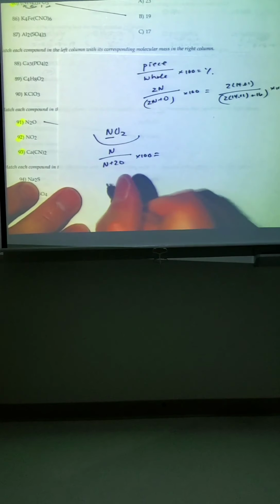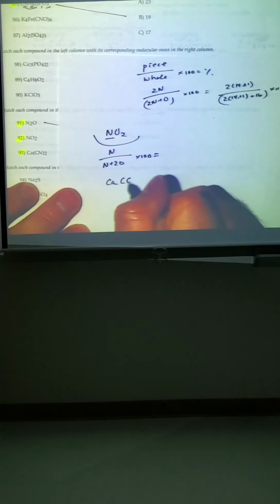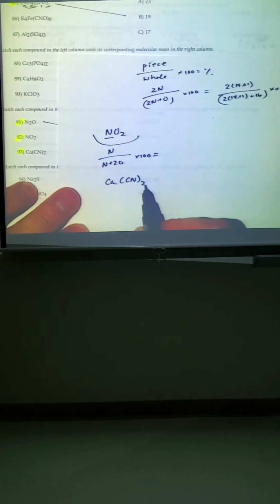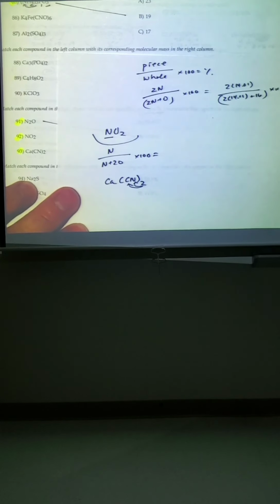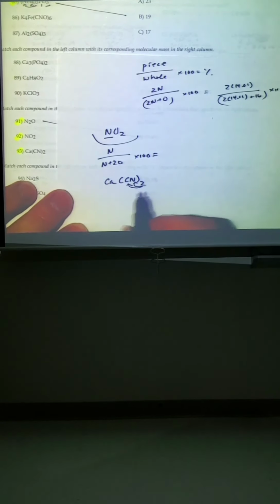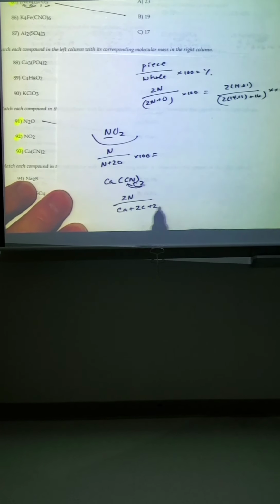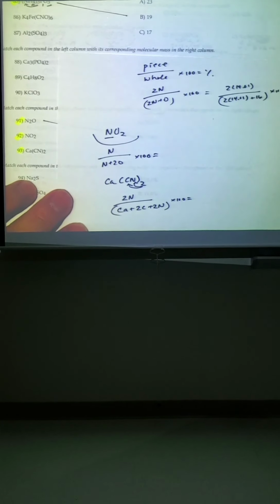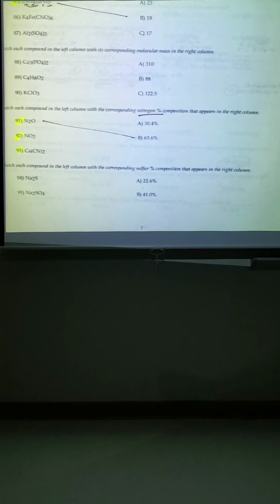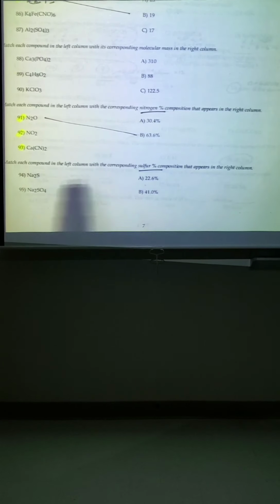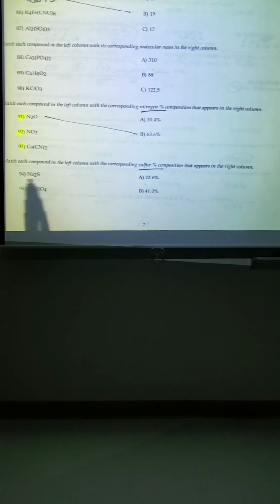But then you have to go to the next one, do the exact same thing for calcium cyanide. Just remember, this is a 2 and this is a 2 when you multiply across. Still nitrogen, so it's 2 nitrogens divided by calcium plus 2 carbons plus 2 nitrogens in parentheses times 100. And see which percentage you get there. Very same thing here. Percentage sulfur, so take sulfur divided by 2 sodiums, sulfur and 4 oxygens.